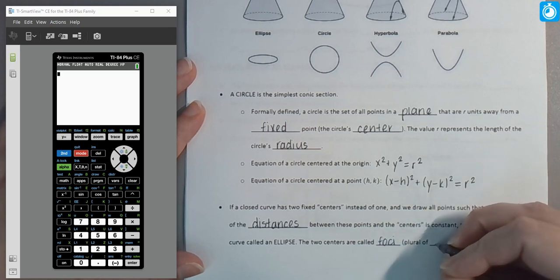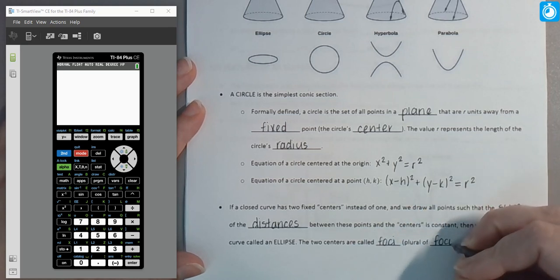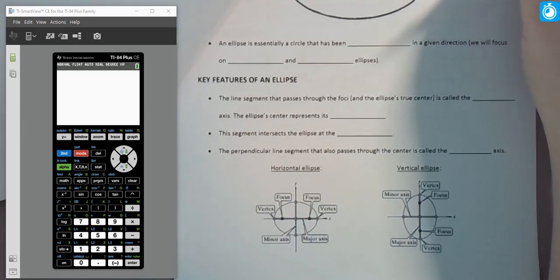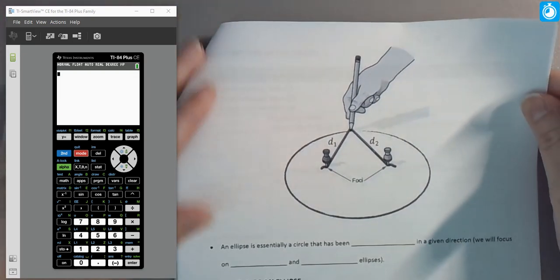Which is the plural of focus. So it's hard to envision what the sum of distances being constant would look like. But here's a picture of essentially what it would look like, and it shows you how you could actually draw an ellipse on your own.